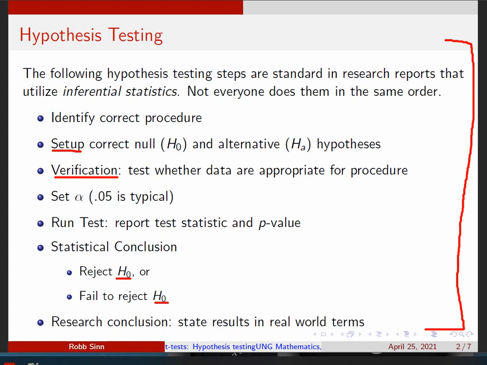So a test statistic and a p-value is given, and the correct statistical conclusion is given. So be sure to do some homework in D2L. Borrow a graphing calculator if you need to, or grab your graphing calculator and go through those examples and make sure you're doing them correctly.